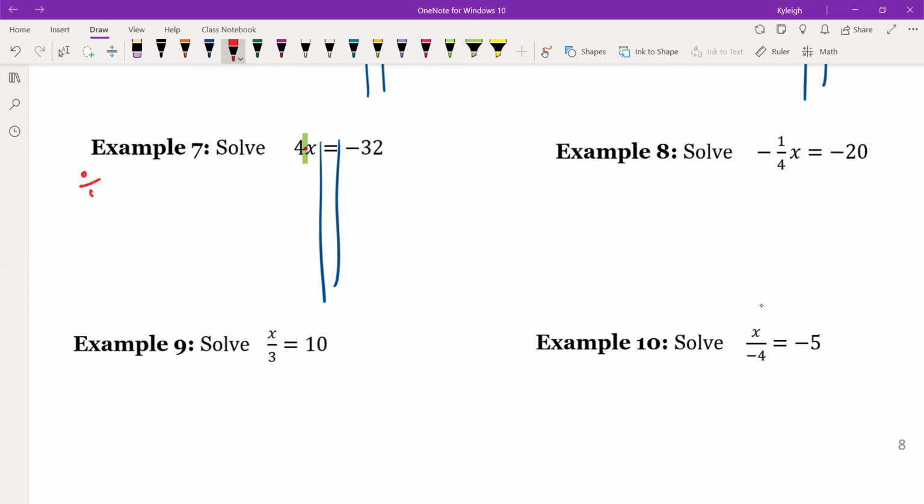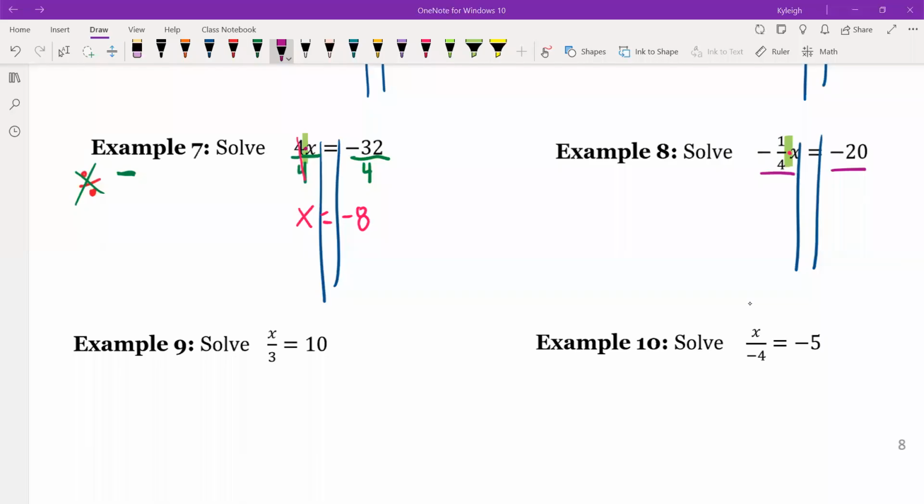Here's the thing, we're not going to write it using the division bar like that. We write it using a fraction bar. So I'm going to write it as dividing by 4. Whatever is in front of the x, that's what you divide by. Whether it's a negative, a decimal, a fraction, it doesn't matter. That's what you divide by. Our 4's cancel. We're left with x equals, and then negative 32 divided by 4 is negative 8. All right, I want you to try example 8 on your own.